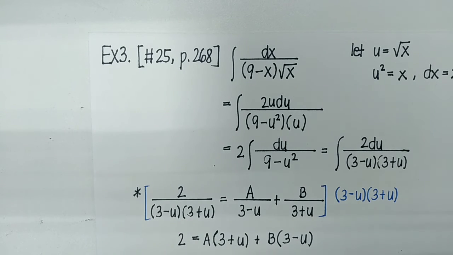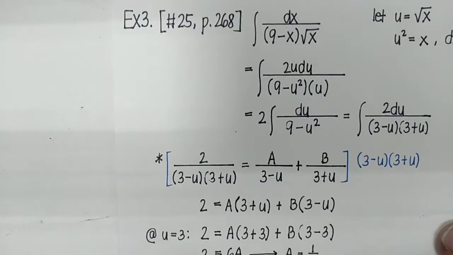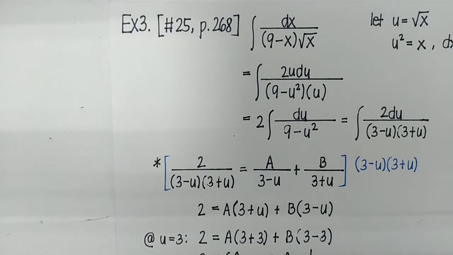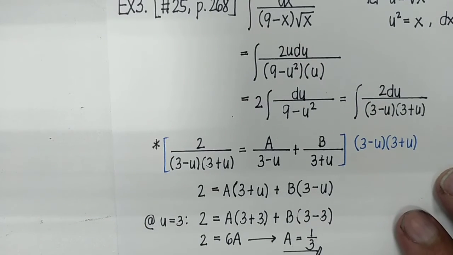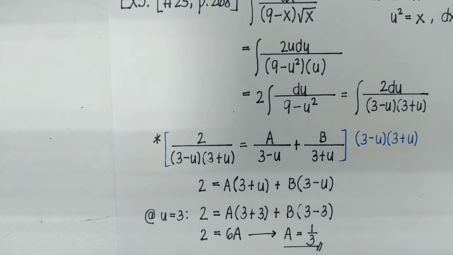And so we assign values of u such that one term disappears and only one other remains. So let's say we assign u equal to 3. If u is now equal to 3, you'll get the b term disappearing to give you the following. So 3 minus 3, 0 times b, all of this disappears. So you get 2 equals 6a, or a is now equal to 1/3.